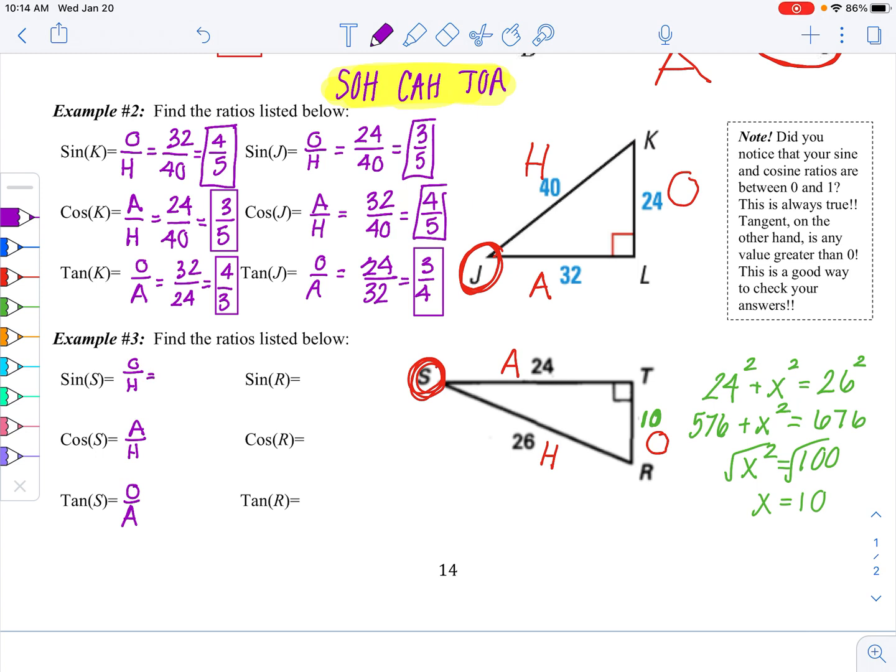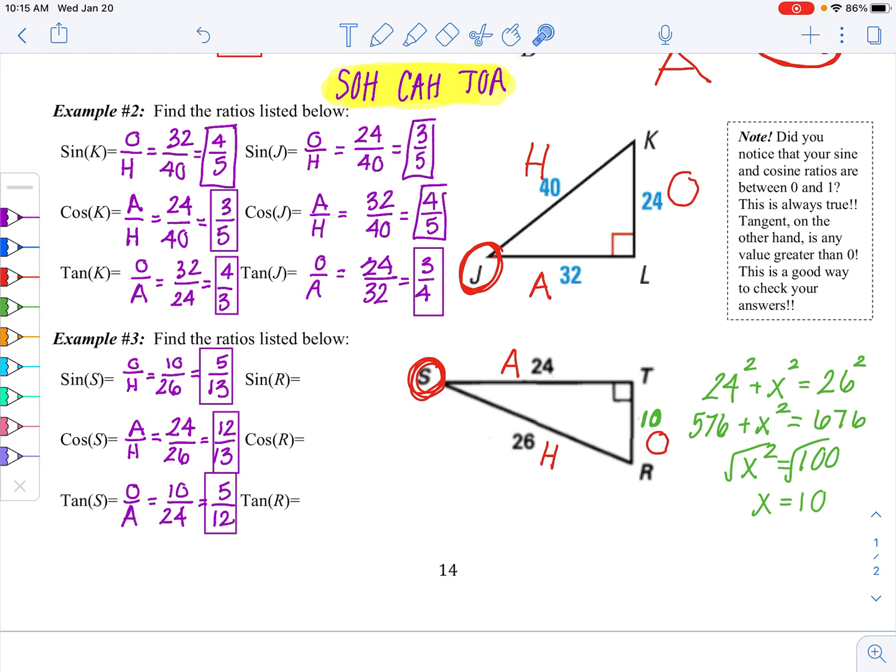O here is 10. Hypotenuse is 26. Simplify that to 5/13. A over H, A is 24. H is 26. Simplify that just by 2. 12 over 13. And then the tangent. O over A equals 5 over 12. Much easier now that we have all the values, right?